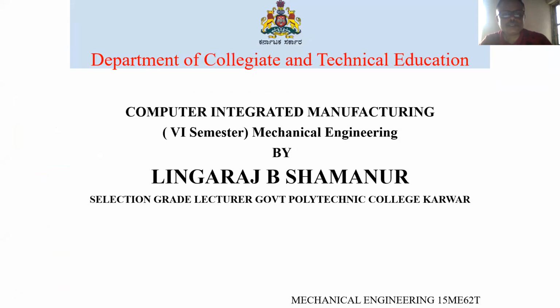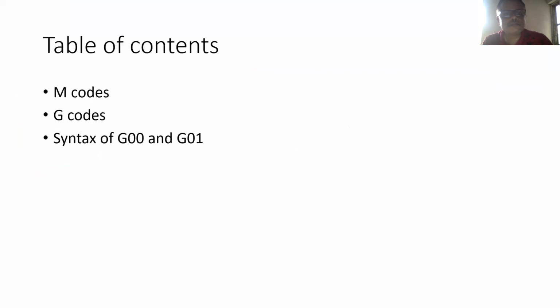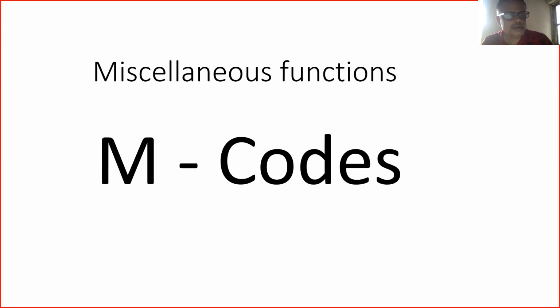So welcome, sixth semester mechanical engineering students. We are discussing the subject Computer Integrated Manufacturing, and in today's session we will go through M codes, G codes, and the syntax of some important G codes. Syntax means the grammar of some important G codes. We'll see one by one.